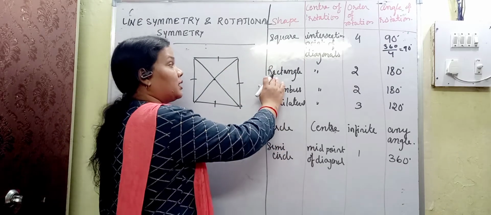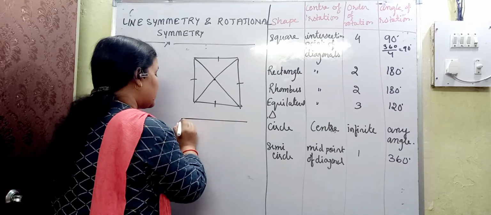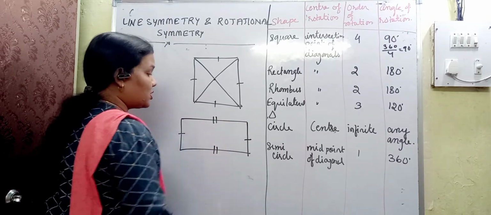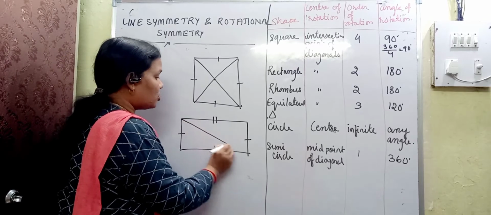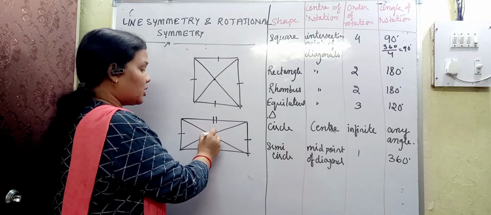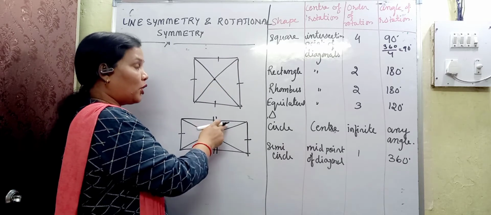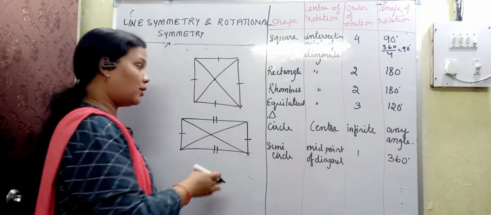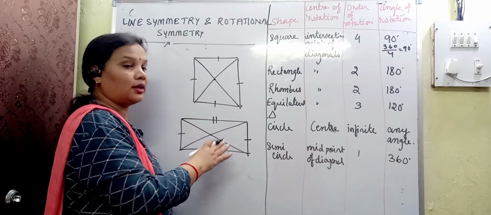Similarly, now I am taking a rectangle. In a rectangle, opposite sides are equal. These two sides are equal, and similarly these opposite sides are equal. The lengths of the diagonals are also the same, so the center of rotation is the intersection point of the diagonals. Again, the order of rotation is 2. We have discussed this in earlier classes also.